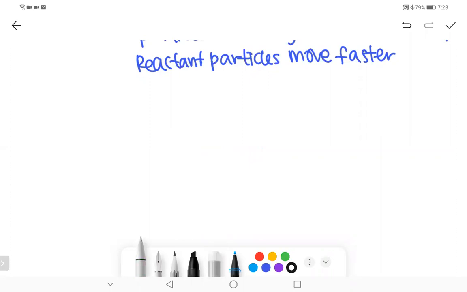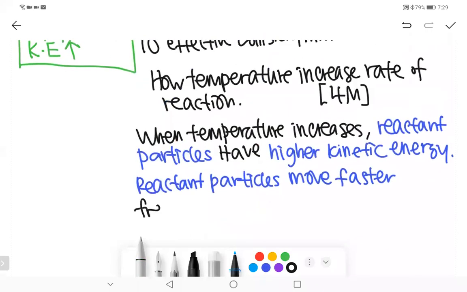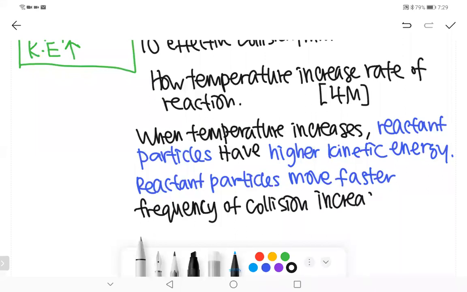We will use a word called frequency. Frequency means how often. In BM they call it kekerapan. Frequency of collision increases. They will collide more and more frequently.